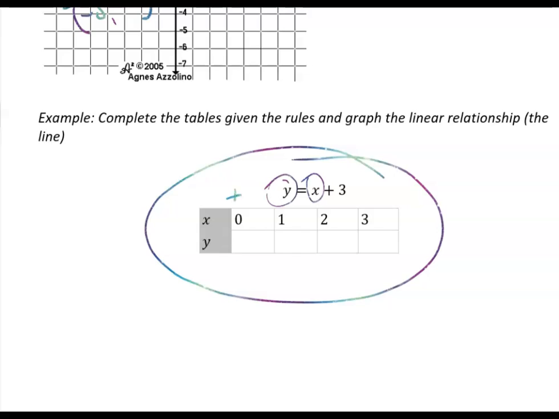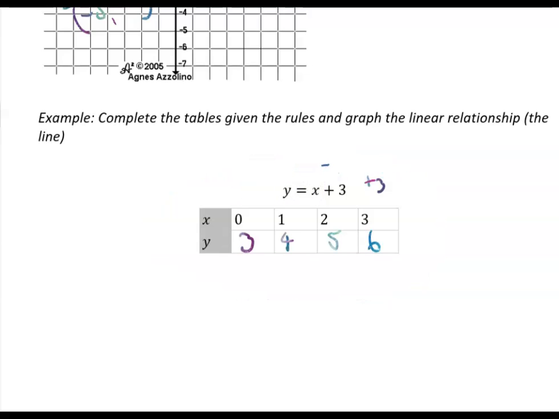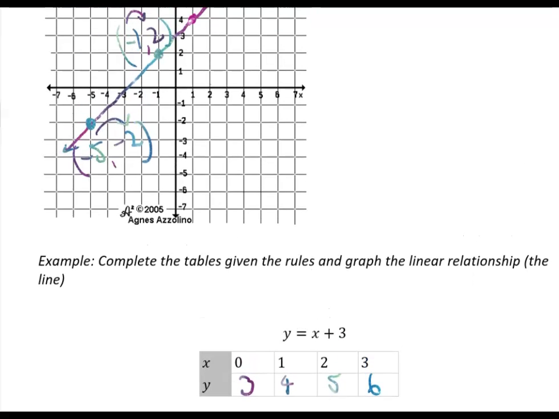So 0 plus 3 gives me 3. 1 plus 3 gives me 4. 2 plus 3 gives me 5. And 3 plus 3 gives me 6. Okay, so exactly the same numbers as we were dealing with before, because we're just adding 3 to each of them. And then we need to graph it, and you'll find that's the graph that I just drew there.